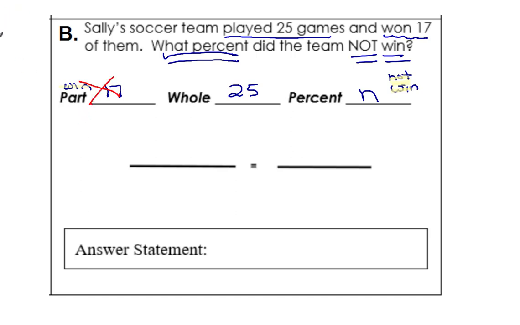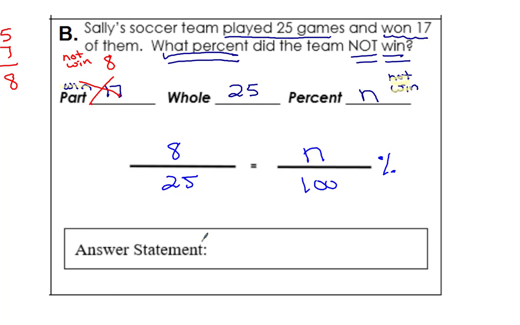Well, if they played 25 games and they won 17 of them, we can find out how many they did not win by subtracting. And 25 minus 17 is 8. So our part is going to be 8, which is how many games they did not win. Now that we have this set up correctly, we can do our percent proportion. Part to whole, the 8 part out of 25, is going to equal percent, which is unknown, always out of 100.